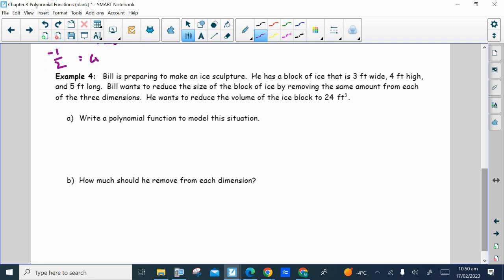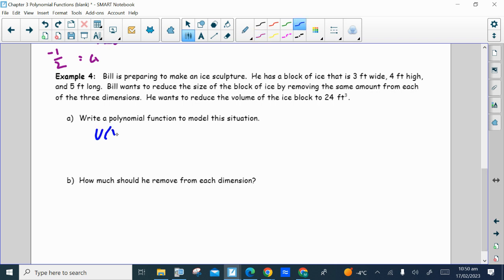Example 4. Bill's preparing to make an ice sculpture from a block of ice that is 3 feet wide, 4 feet high, 5 feet long. He wants to reduce the size of the block of ice by removing the same amount from each of the 3 dimensions, and he wants the new volume to be 24 cubic feet. We're asked to write a polynomial function to model this situation.